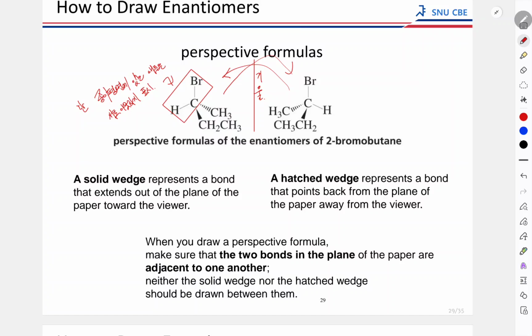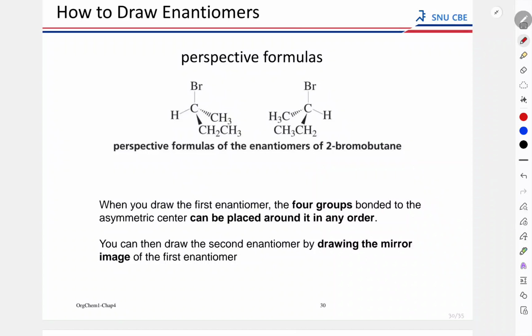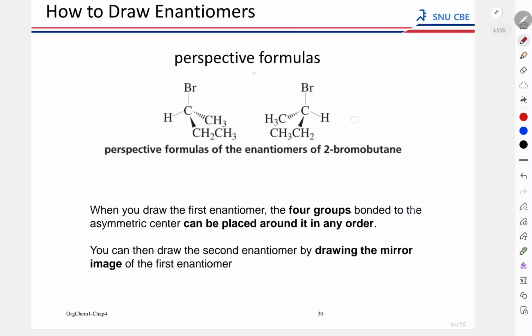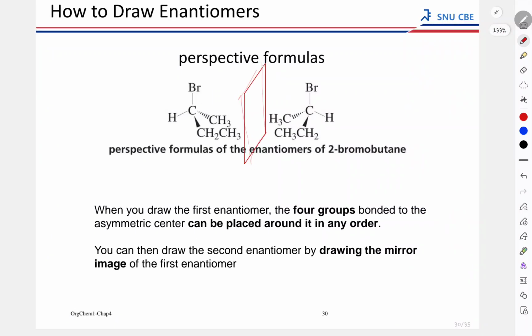And when you draw the first enantiomer, the 4 groups bonded to the asymmetric center can be placed around in any order. You can pick any order in random orders, right? And then based upon that given perspective formula, you can draw the mirror image to that, or second enantiomer, by drawing the mirror image of the first enantiomer. So you can draw this first, and then imagine there's a mirror in the middle, and then draw the mirror image. Then that'll give you the second enantiomer in perspective formula. Okay?